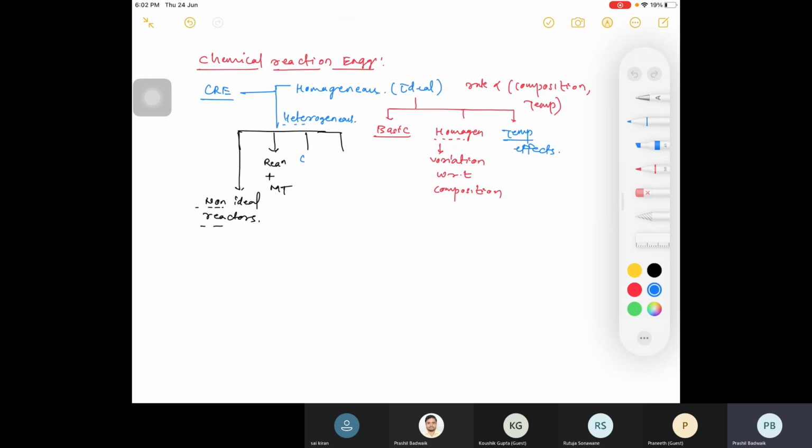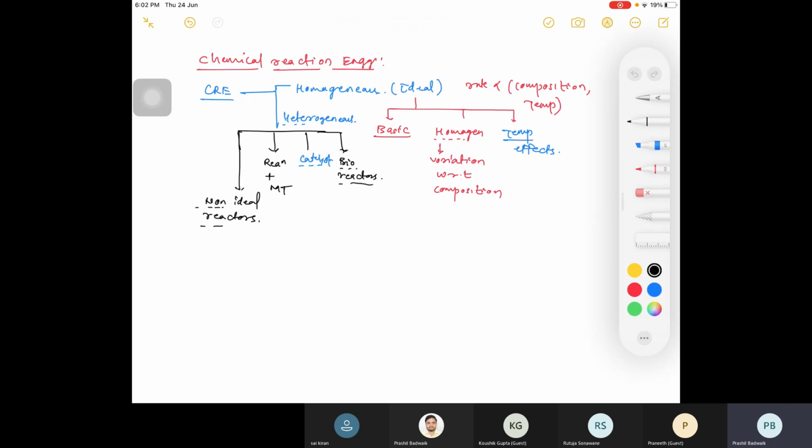Then comes your catalyst. Catalyst like solid, I'll say solid-gas reactions or where some solid is involved, that is your solid reaction. And last comes biotechnology or biological reactions. So bioreactors, I'll say. So this is the overall portion.